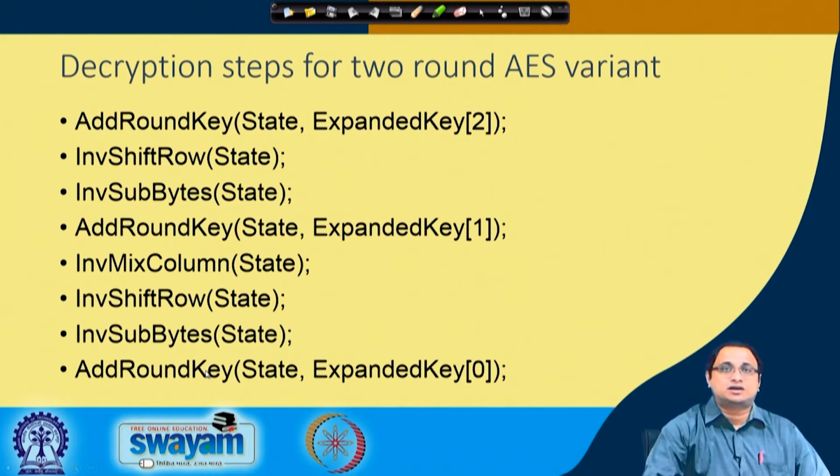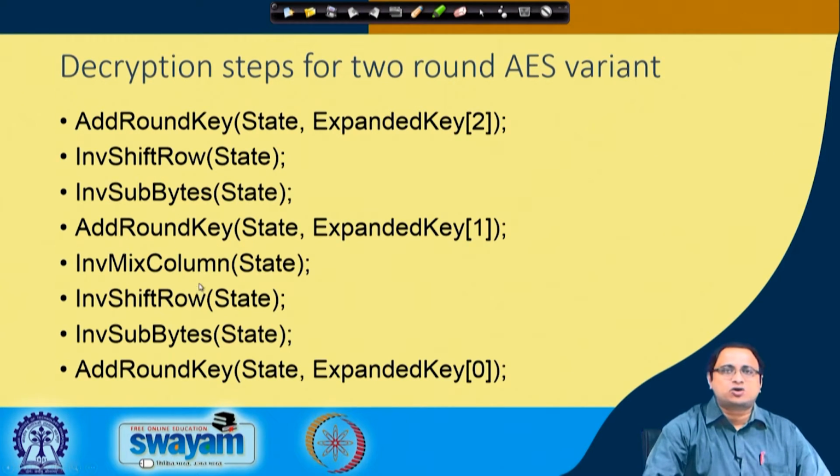Now, note that by the observations that we discussed just prior to this, you can actually change a few of these sequences. Okay. For example, I can easily interchange the shift row and the sub byte operations. I can bring the sub bytes before, I can push the shift row operation down. Okay.